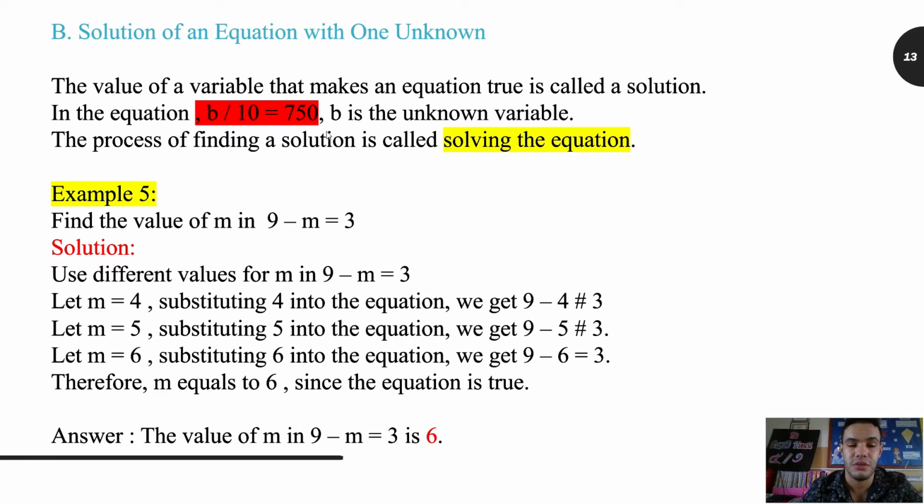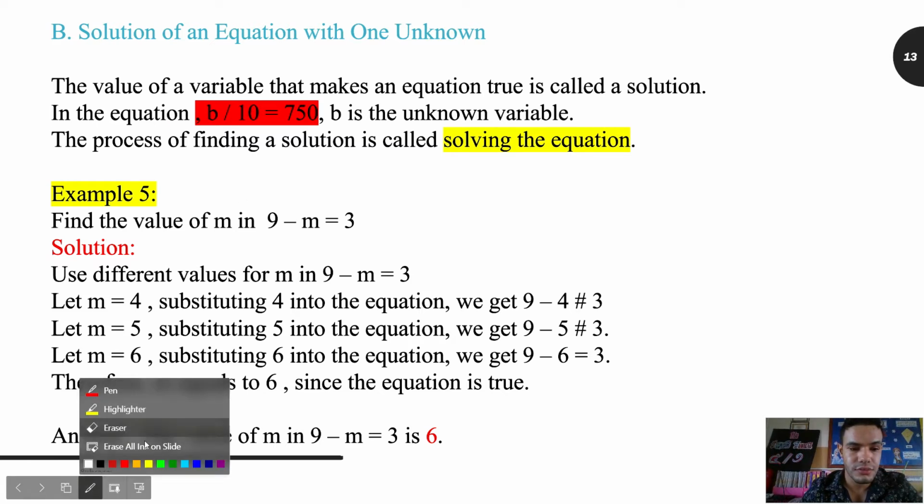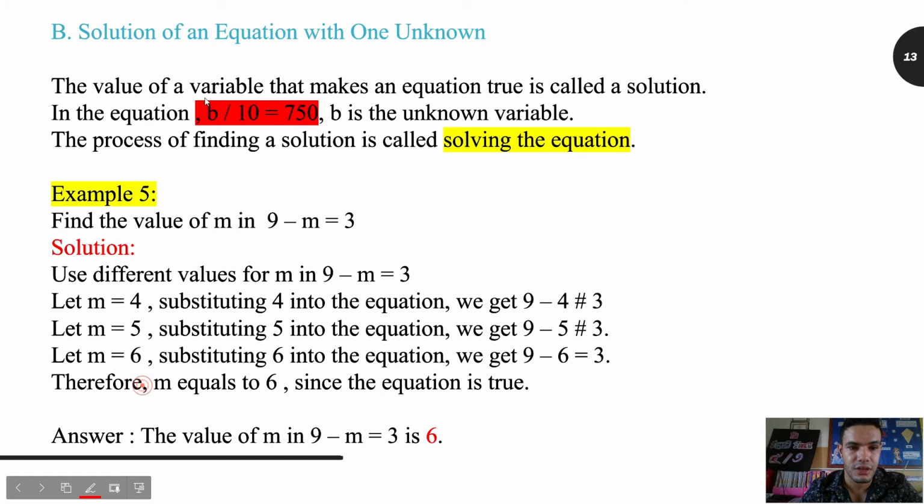For example, here we've got this equation: b divided by 10 equals 750. So the unknown variable here is b. Now we have to solve the equation, right? You have to look for b. How to find it? We're going to see another example here: 9 minus m equals 3.